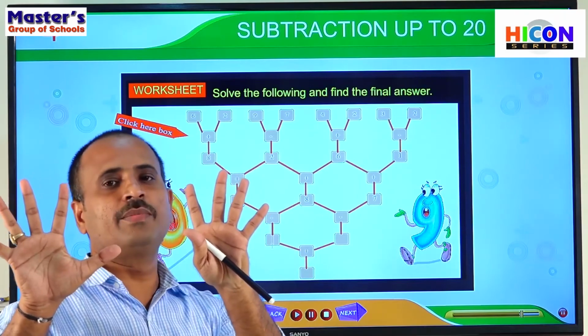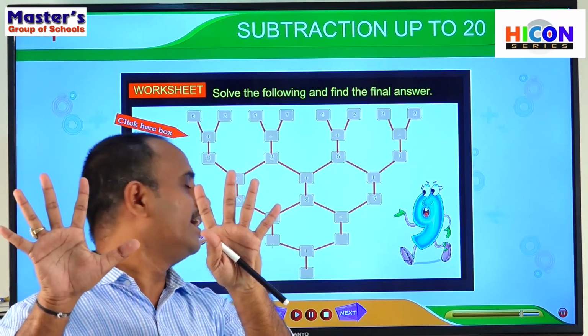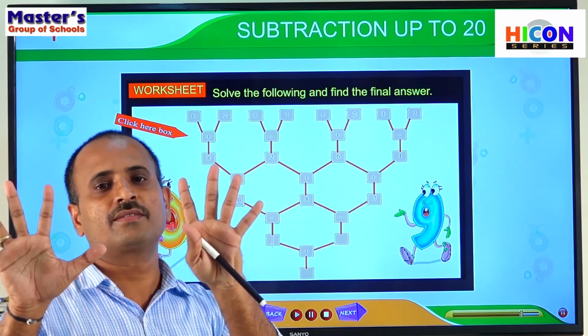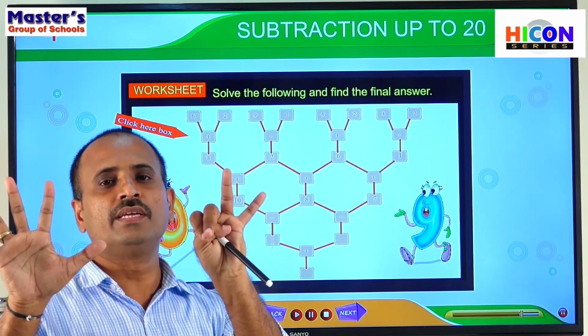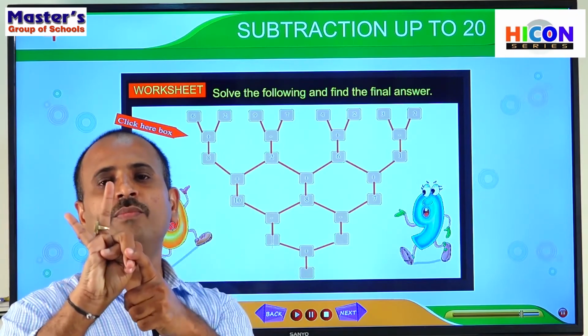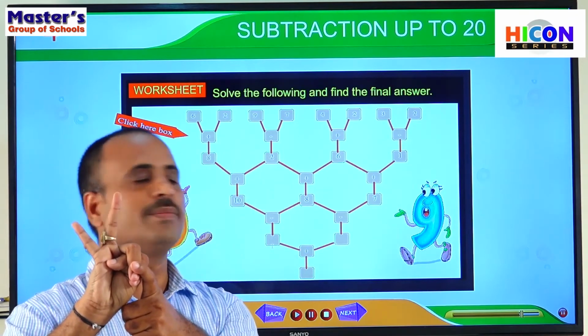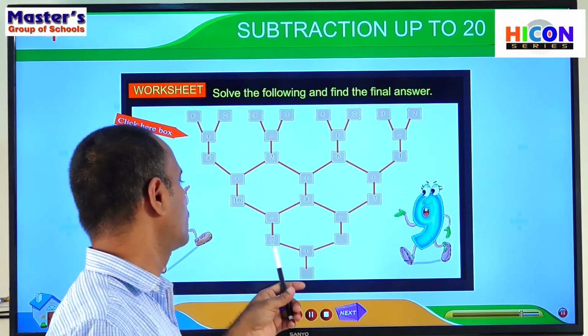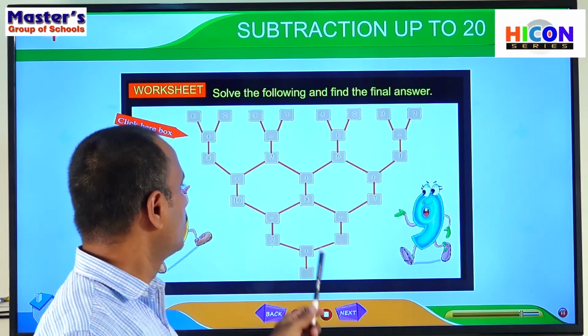And what is the second number? 8. So close 8 fingers among these 10 fingers. 1, 2, 3, 4, 5, 6, 7, 8. Children, how many fingers are left? 2 fingers are remaining. So write 2 in this box. Next, go to the next one.